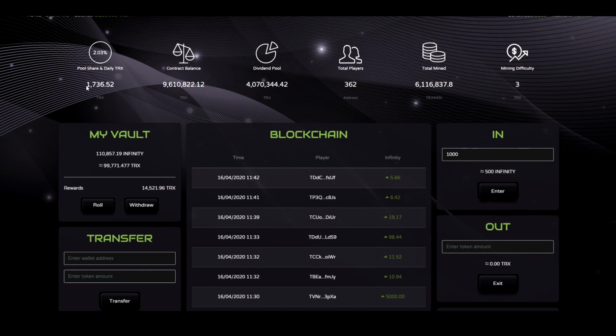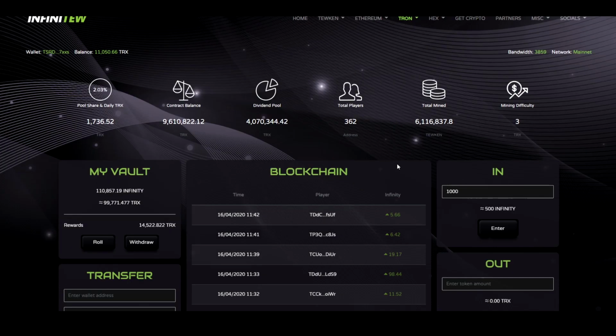So not only am I getting this, I'm getting a portion of the fees from everyone who enters and exits the contract on top. So if we look here, we can see that I'm getting exactly 0.05 TRX every 2 seconds. And every now and then it'll jump up even more when someone goes in.